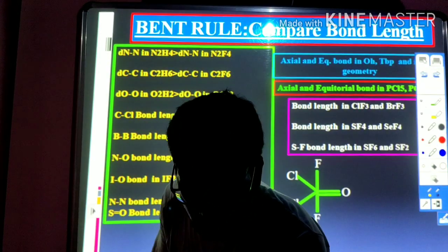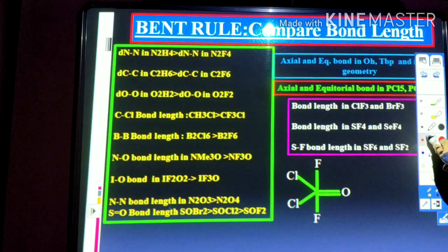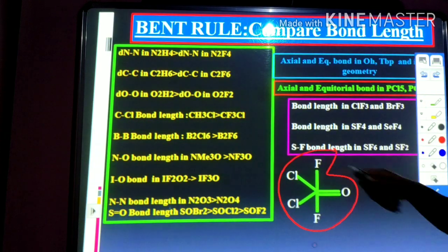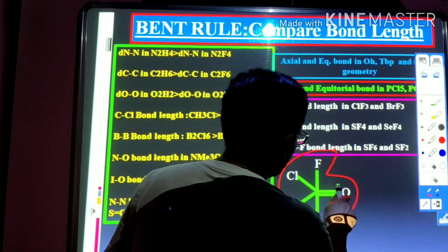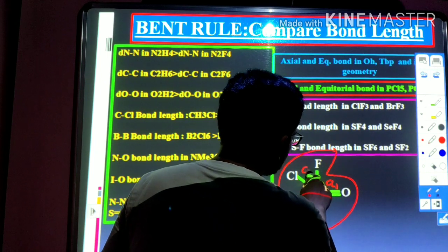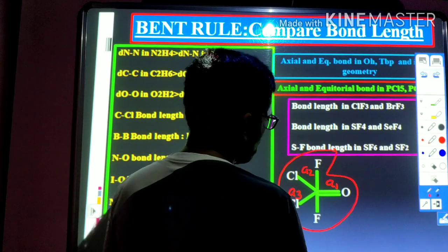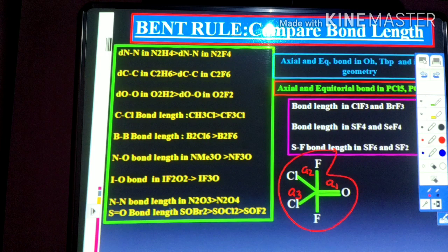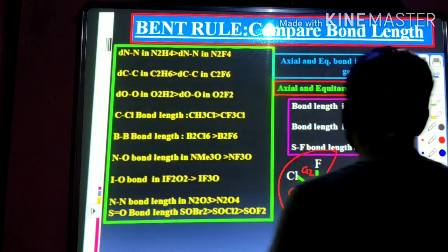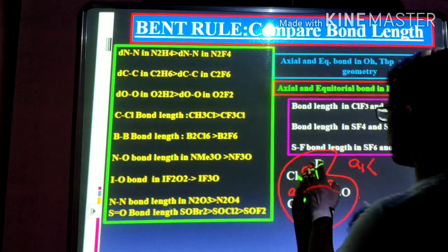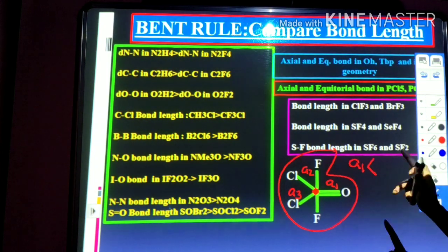Okay. In this example, look very carefully. When you are given this kind of molecule and you need to compare the bond lengths, say A1, A2 and A3. A double bond is shorter than a single bond, so A1 will be less than A2 or A3.